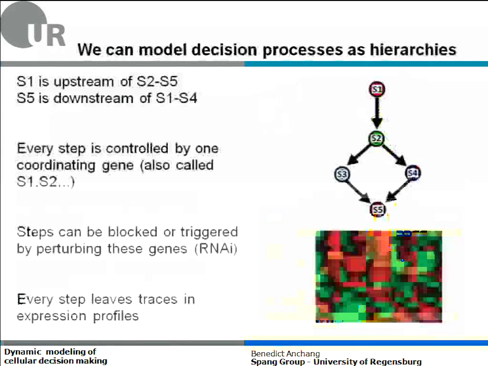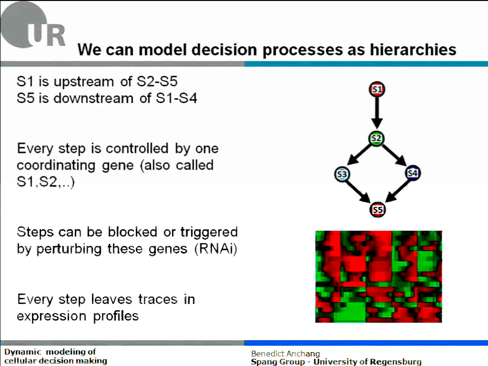So, for us to model a cellular decision process, we can model them by using hierarchies. The figure shows you a cellular decision process comprising 5 signaling steps: S1, S2, S3, S4, and S5. S2, S3, S4, and S5 can only occur after S1 has occurred.